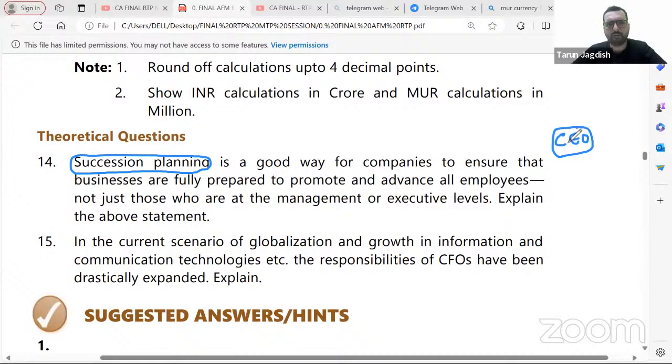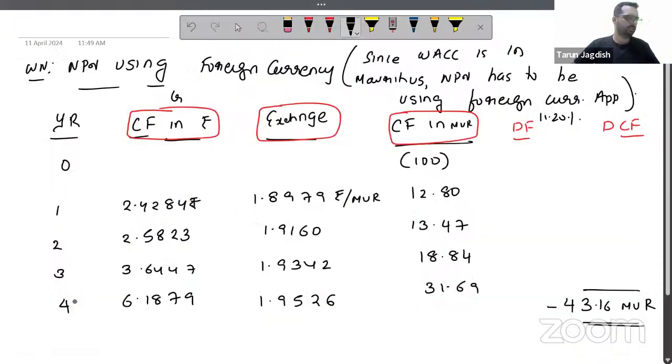Sir, Padma Priya is asking for the previous page. You want the previous page, Padma Priya? One minute. Yes, Padma Priya. Please go through this.